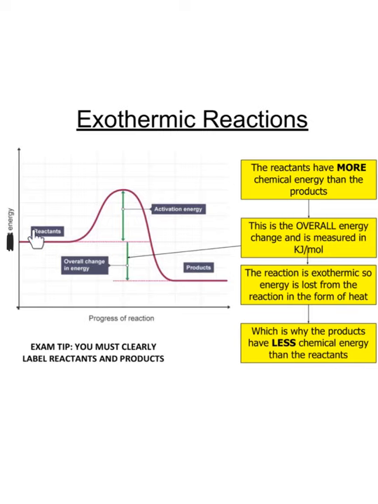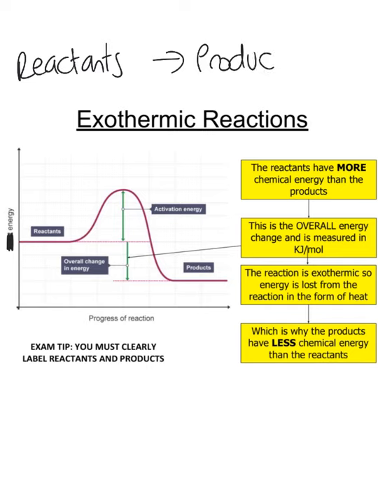Okay, and overall here you can see the products have less chemical energy than the reactants do, because the reactants turn into products. Actually, I'll write this up here. So reactants always turn into products. However, in an exothermic reaction, energy is given out. So the reaction loses energy to the surroundings, which is why the products have a lower amount of energy than the reactants do.